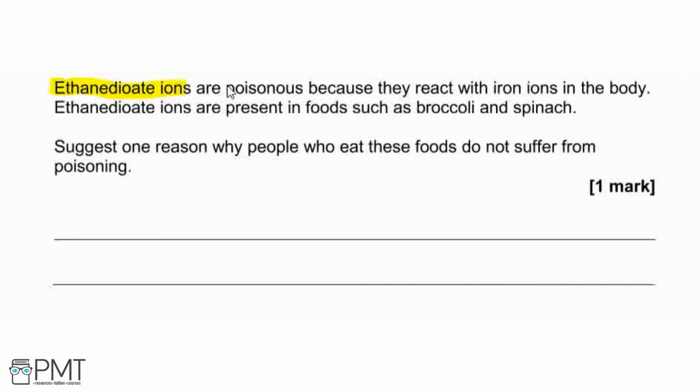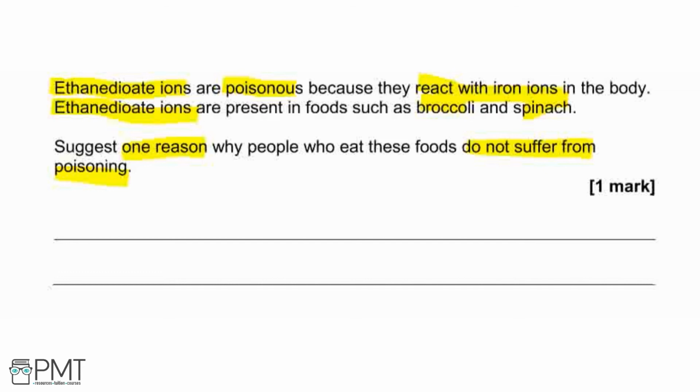Ethane dioate ions are poisonous because they react with iron ions in the body. And then we are told that ethane dioate ions are present in foods such as broccoli and spinach. And for this question, we need to suggest one reason why people who eat these foods do not suffer from poisoning. Well, one sensible conclusion to make would just be that the ethane dioic acid present is only going to be in very small quantities or a very low concentration in these foods.